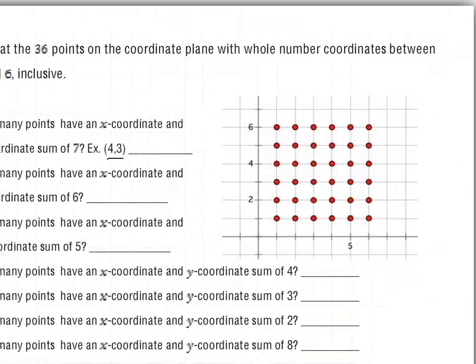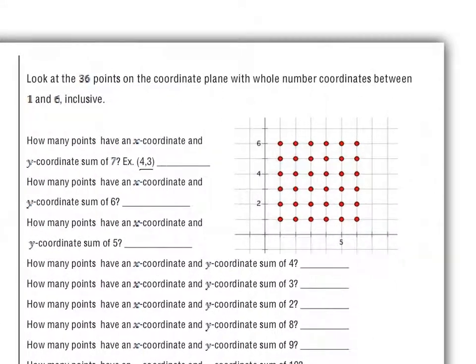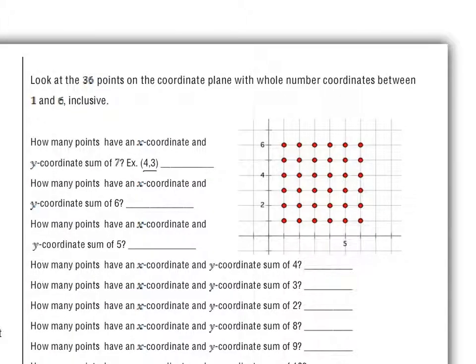So I'm just going to jump through this, starting here at over 4, up 3. So 4, 3 does. So I'm thinking about different combinations here that would work, like 2, 5, 6, 1, and we can actually see that it follows a pattern coming down here, and that there are 6 of them. How many points have an x-coordinate and y-coordinate with a sum of 6?